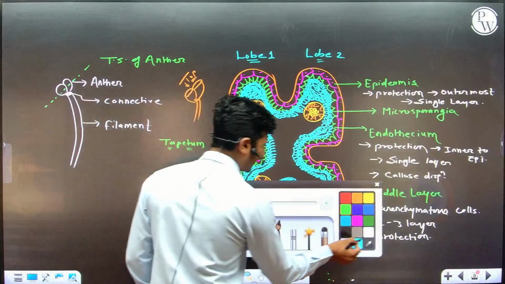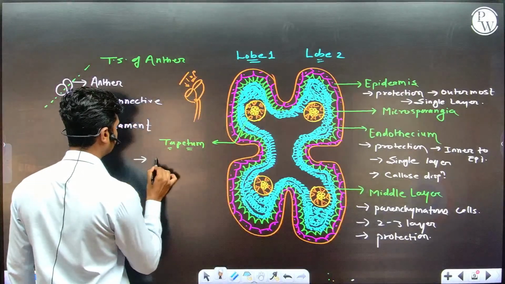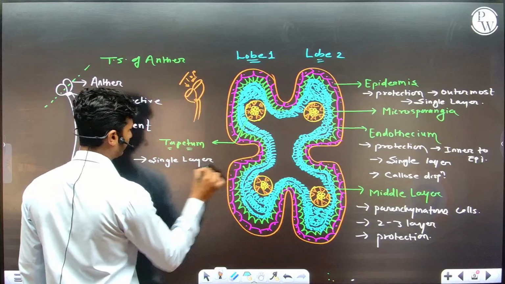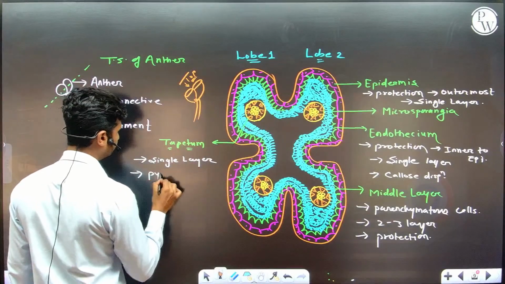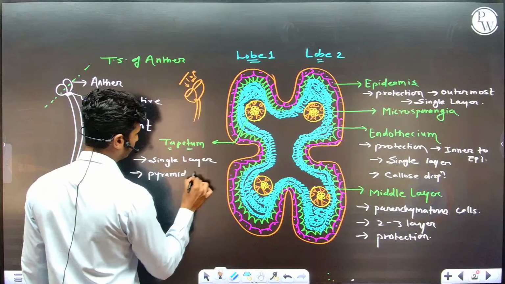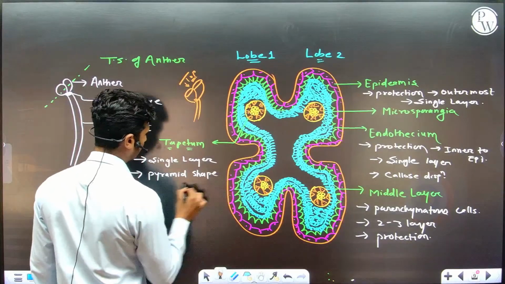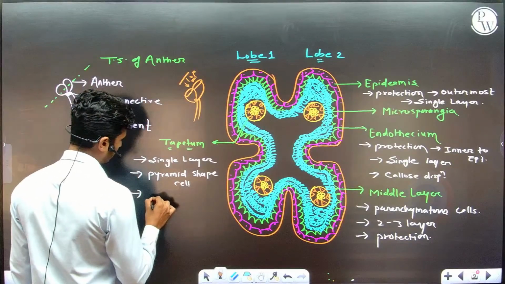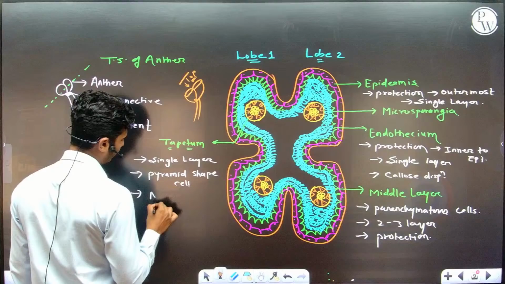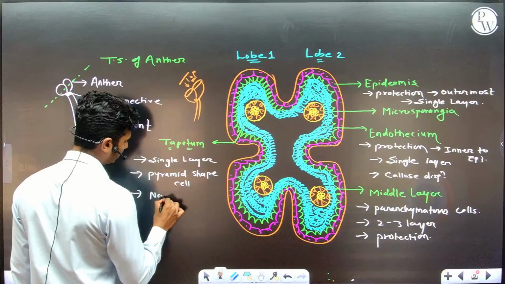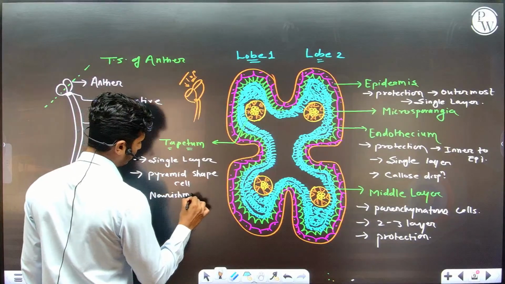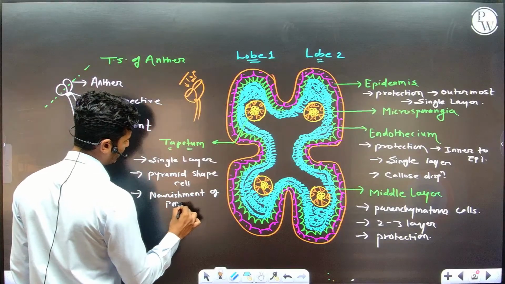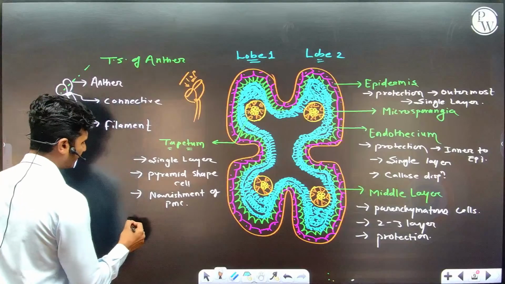Only 1-2 points I am writing here: single layer, pyramid shaped cell. Third point, nourishment. Its function is not protection, but nourishment of the PMC, pollen mother cell, for development.